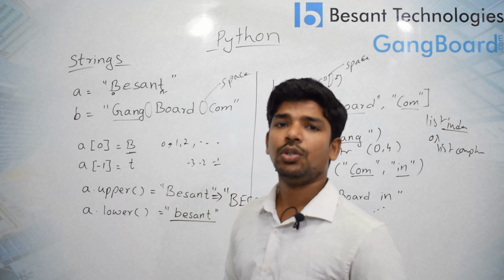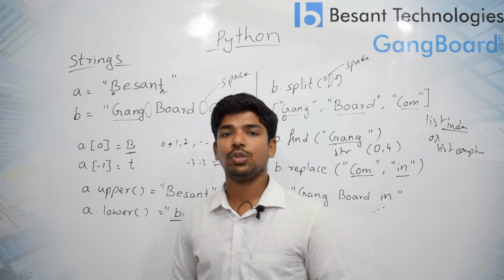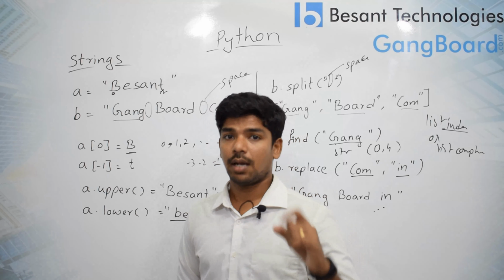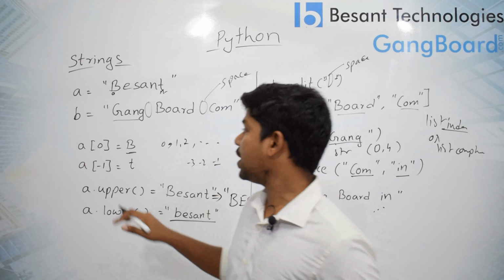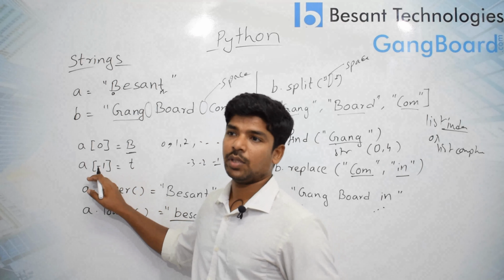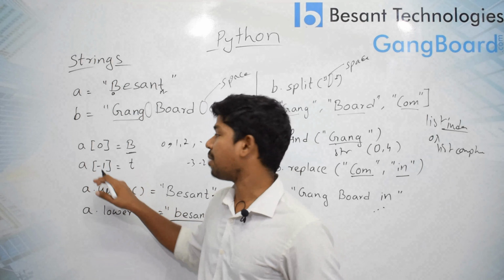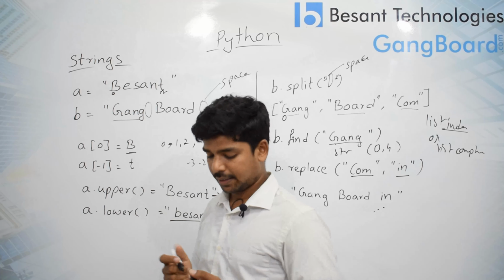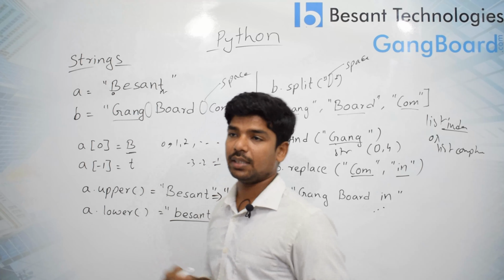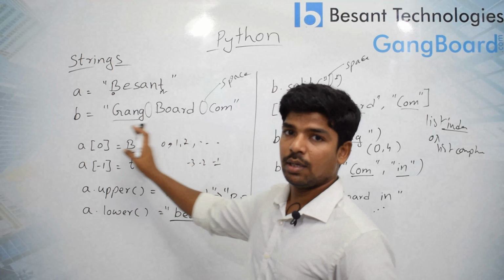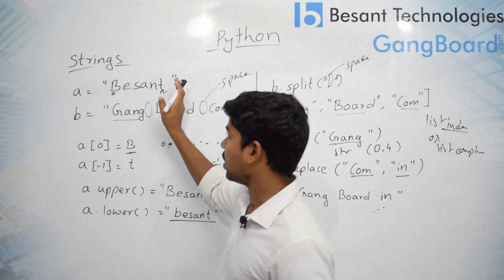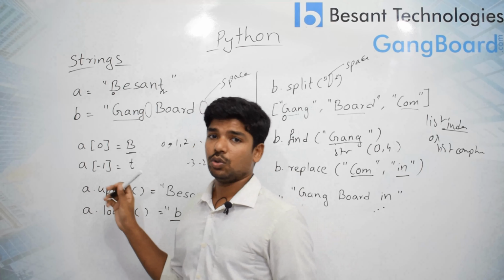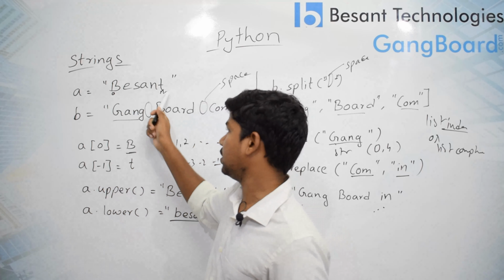Coming to the last letter, you may not know the index of the last letter, but you want to print it. Then you need to call it by its negative indexing. Negative indexing starts from -1 and goes on till it reaches the starting character. So you can use negative indexing for printing the letters from the back, that means from last to front. Here I am calling A of -1, and I get the last letter T.